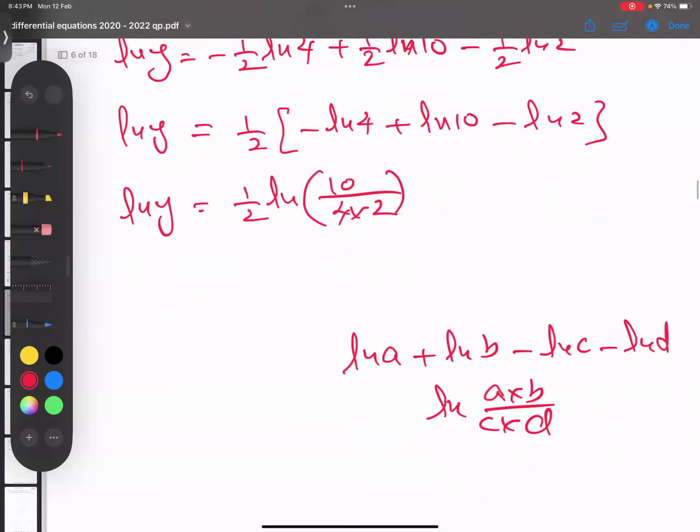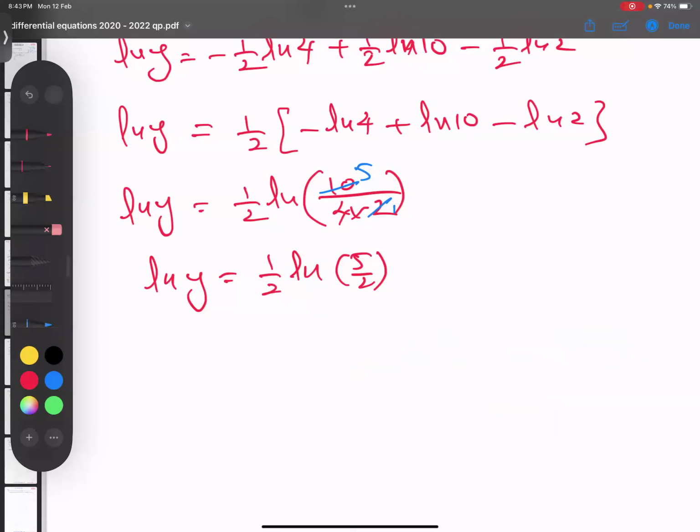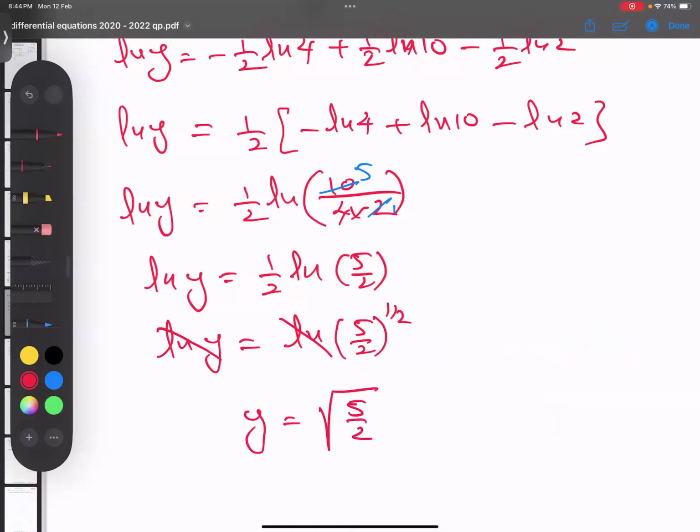So you cancel it here. 2 ones are 2, 2 fives are 10. So I got ln y equals half ln 5 by 2. Is this clear to you? Now this half can go in as a power, because otherwise we can't cancel it. So 5 by 2 with the power comes like this, and the log cancels. I got root of 5 by 2. This is the exact format he's asking for, and we have done it.